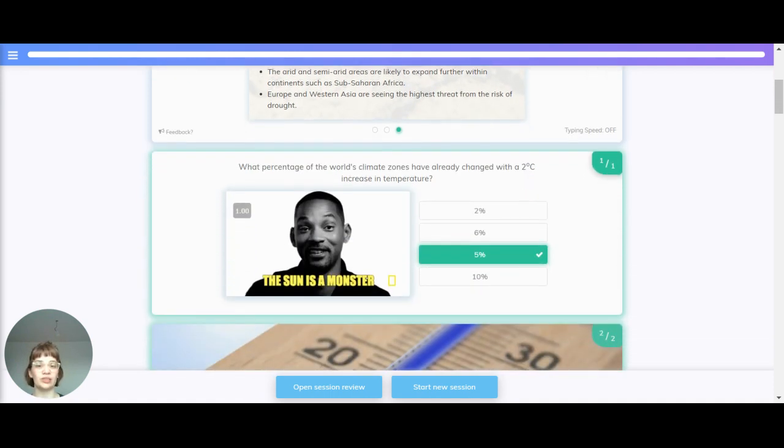What percentage of the world's climate zones have already changed within a 2 degrees C increase in temperature? The correct answer is 5%.